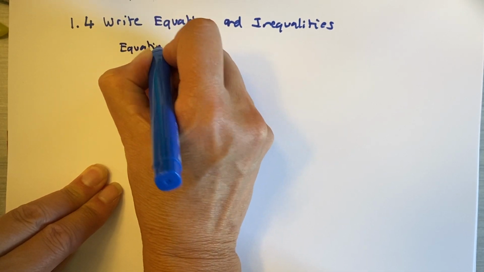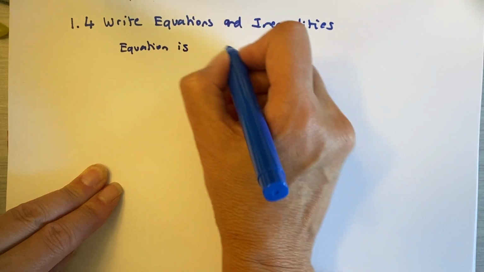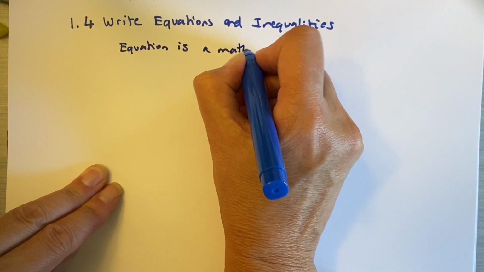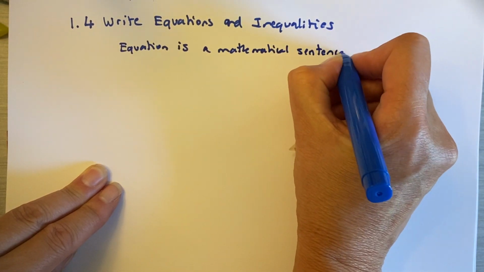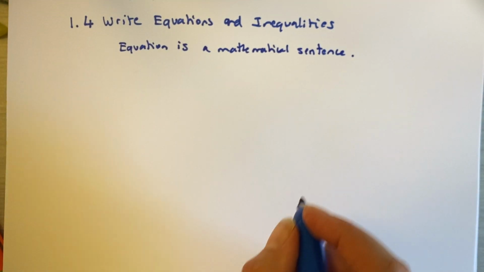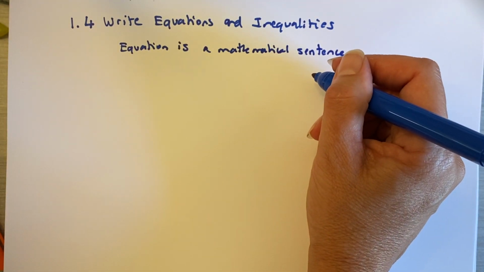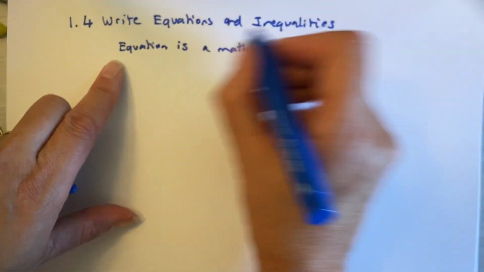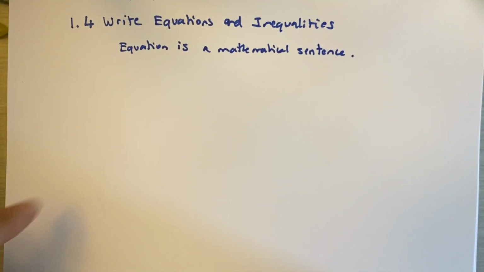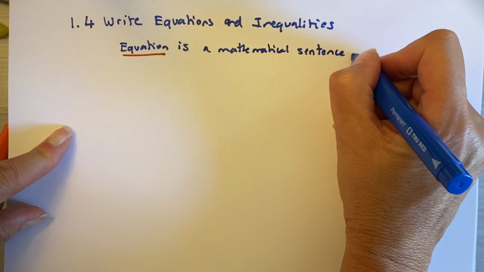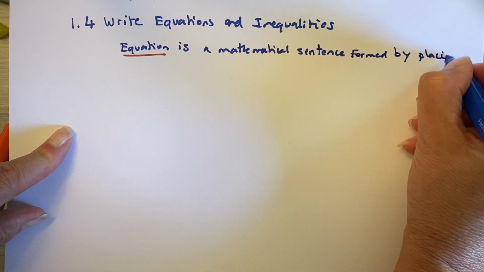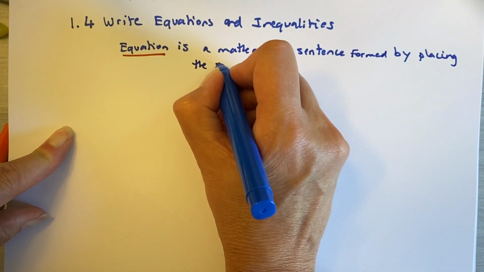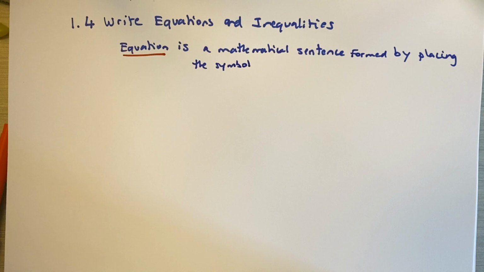An equation is a mathematical sentence. Now, when you've got a sentence in English, you need a subject and a verb. That makes a sentence. For a mathematical sentence or an equation, you have to have an equal sign. It has to be formed by placing the symbol equal.